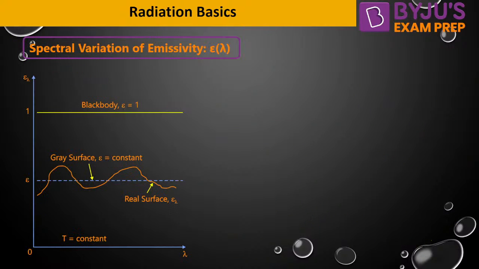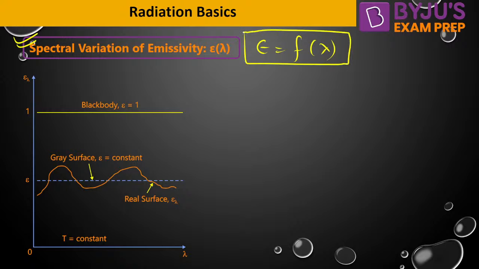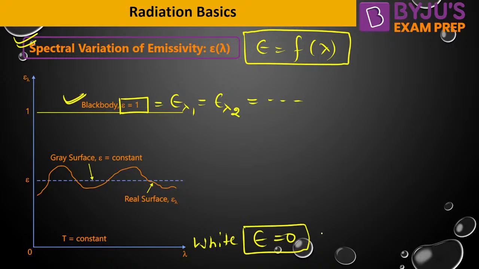Now, if I show you the spectral variation of emissivity, epsilon, as a function of lambda, based on the spectral variation we can define the surface to be a black body if the emissivity is equal to 1, or we can say epsilon lambda 1 is equal to epsilon lambda. Monochromatic emissivity at any wavelength is always equal to 1. That is called a perfectly black body. When the emissivity is equal to 0, this is the white body, where epsilon lambda 1 is equal to epsilon lambda 2, and monochromatic emissivity is also equal to 0.